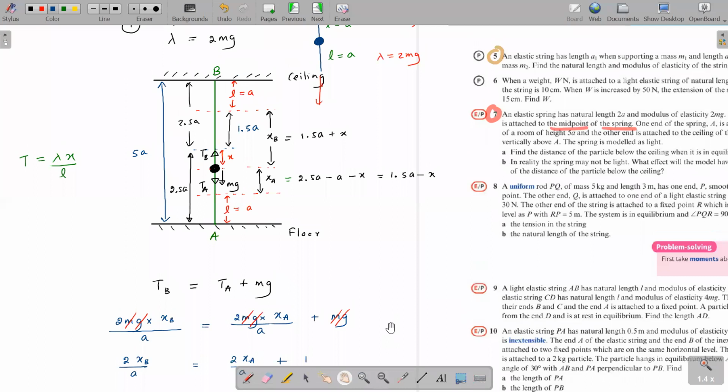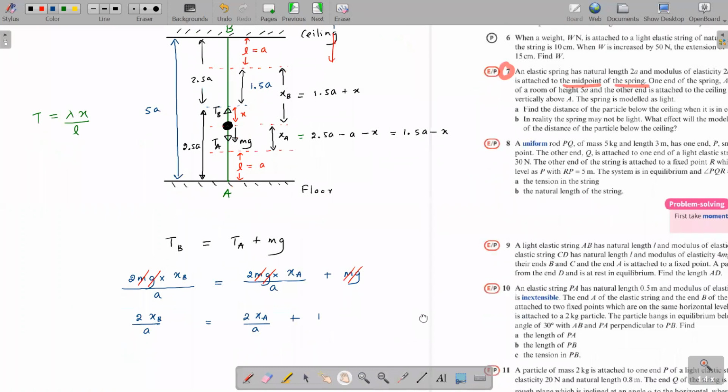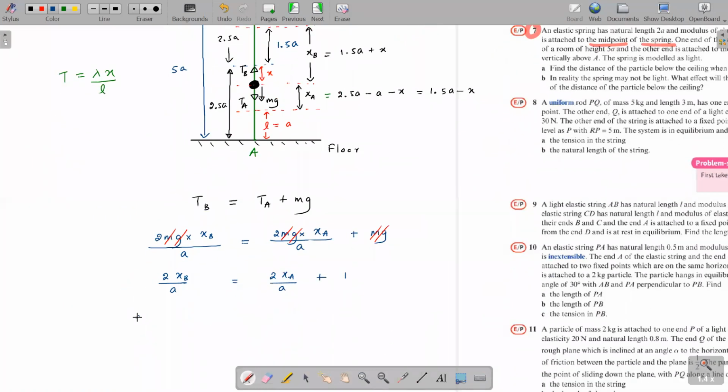Okay. So now we know our xa and xb values, isn't it? We know the xa value and the xb value. Here I have used the simple x as the slight displacement from the center. Do you realize what I have used x as? So let's use xa, xb values. So 2 times xb value is 1.5a plus x.